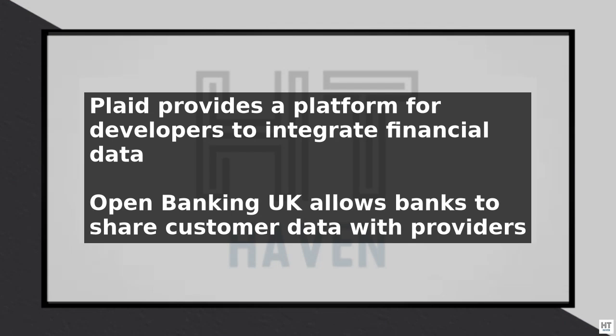Plaid is a financial services company that provides a platform for developers to integrate financial data into their applications. Open Banking UK, on the other hand, is a UK-based initiative that allows banks to share customer data with third-party providers through APIs. When it comes to API integration, both Plaid and Open Banking UK offer different approaches.